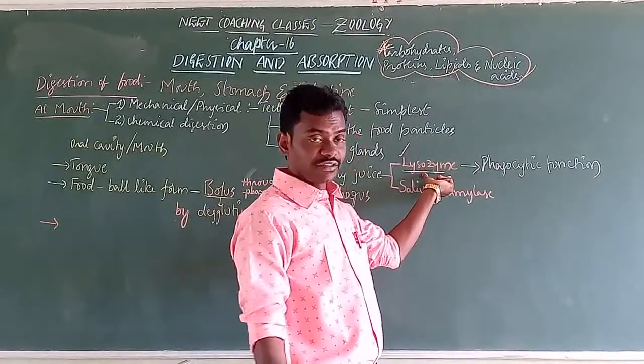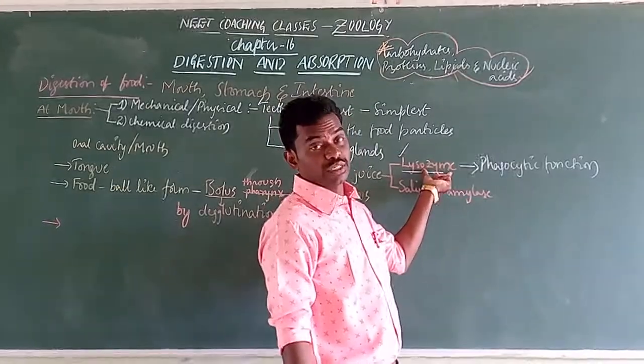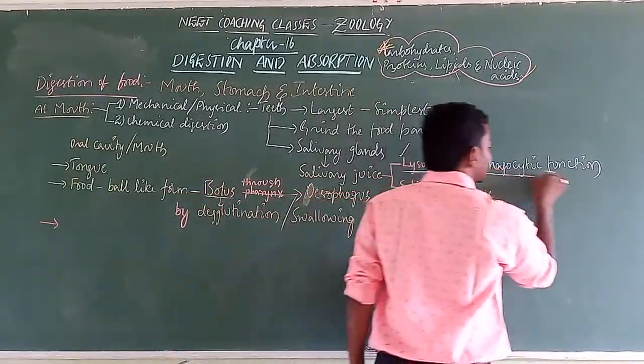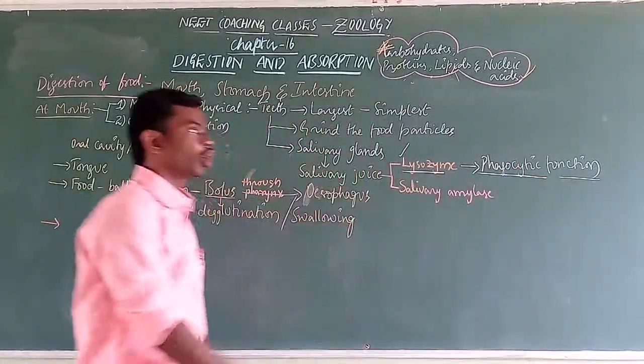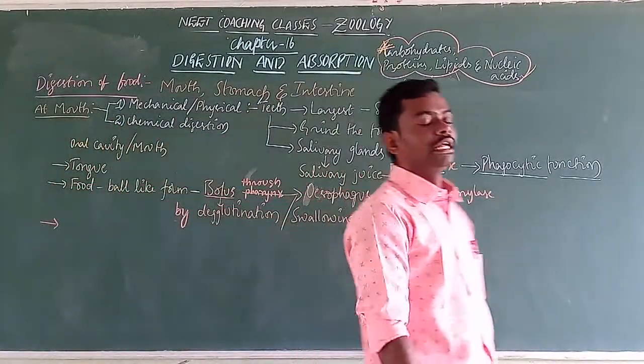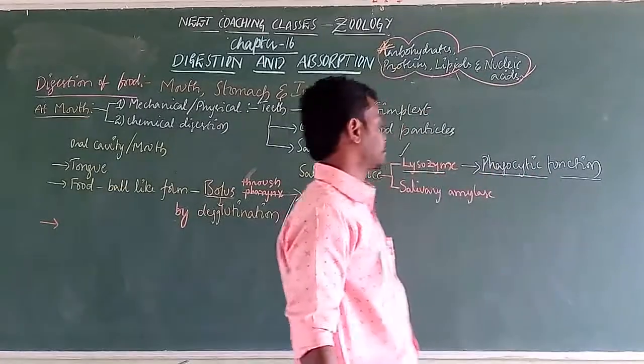So, the lysozyme enzyme, which is produced by the salivary glands, is responsible for killing the disease-causing organisms which reach the digestive system along with the food.